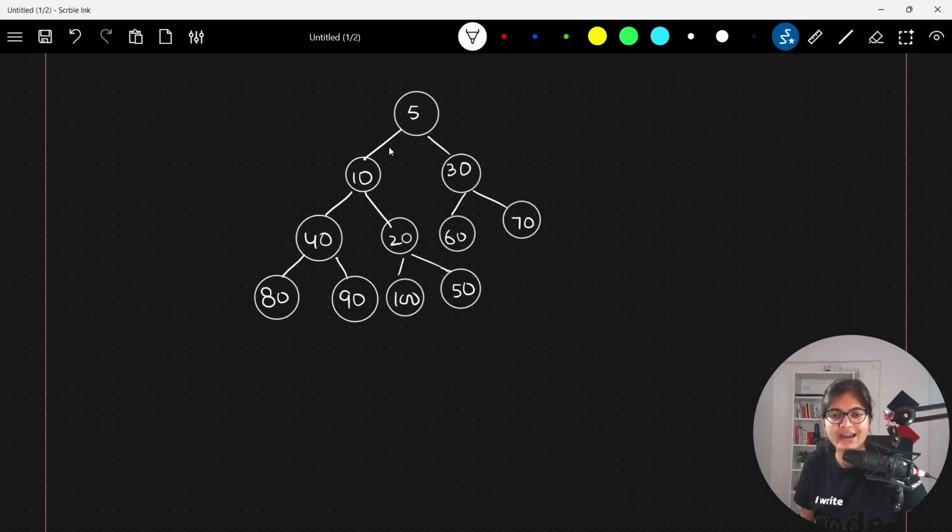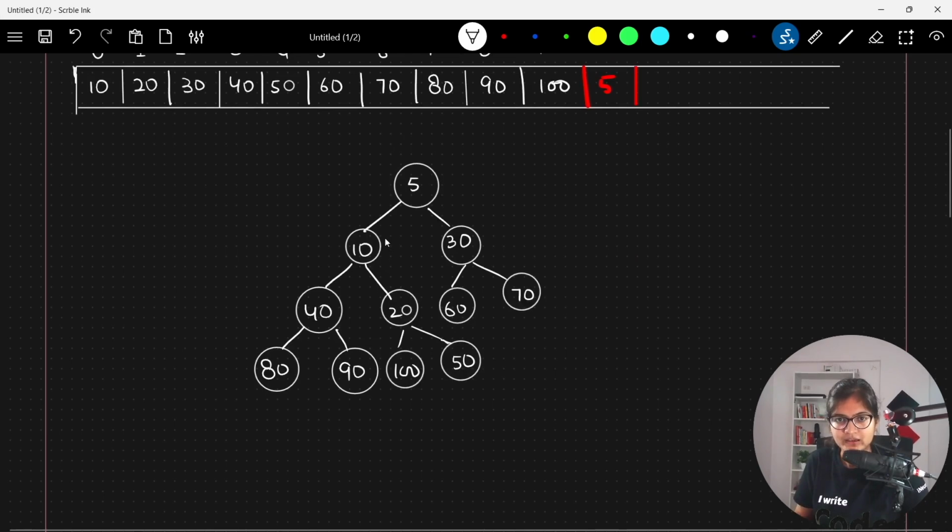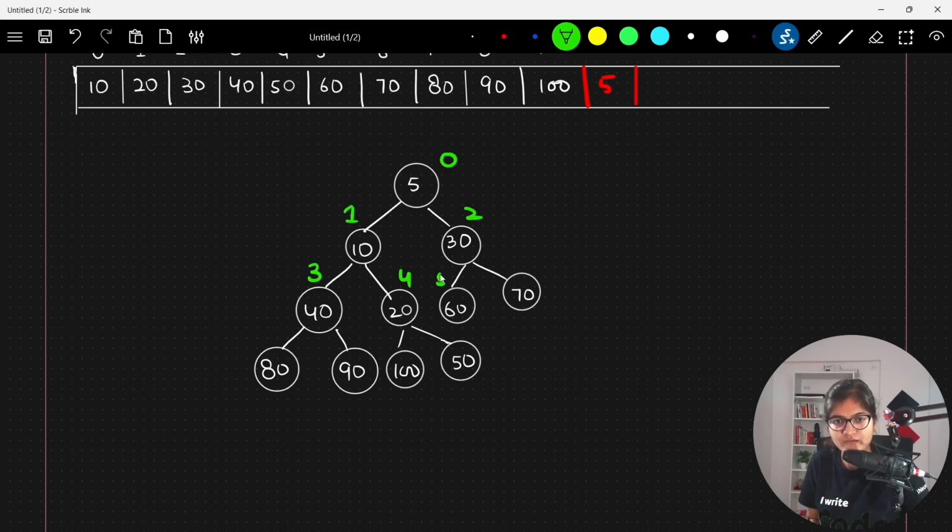Now here, if you try to observe again, this is at the 0 index, 1, 2, 3, 4, 5, 6, 7, 8, 9 and 10. Here again, if you try to observe, can I say that this is a valid min heap?